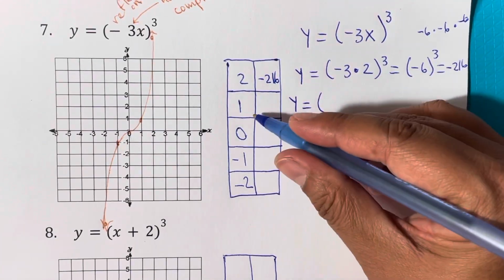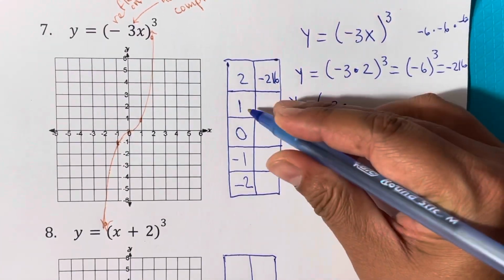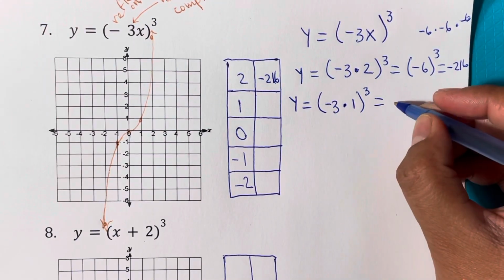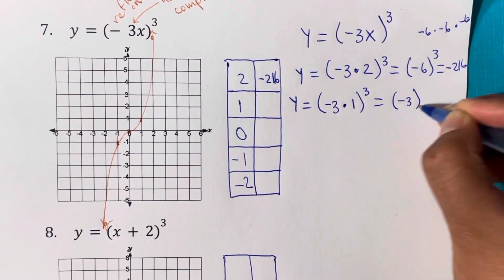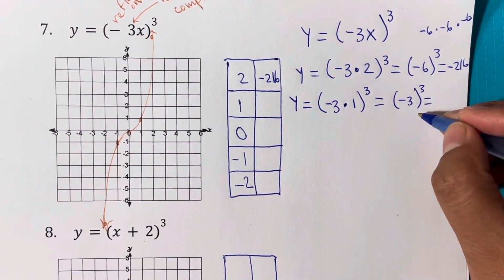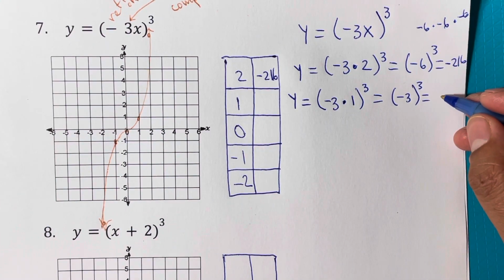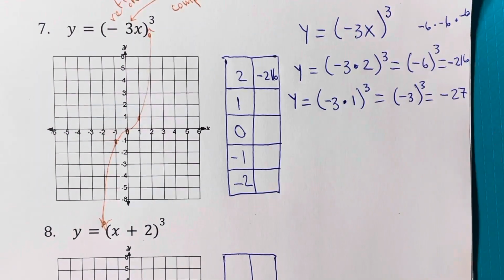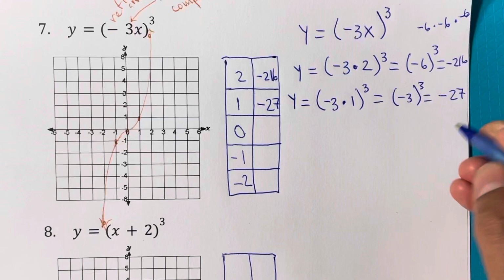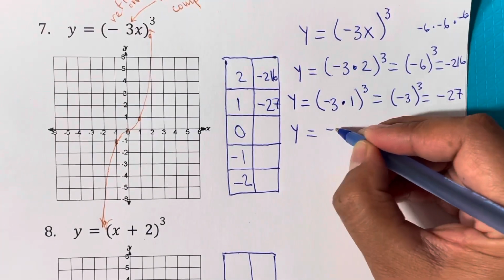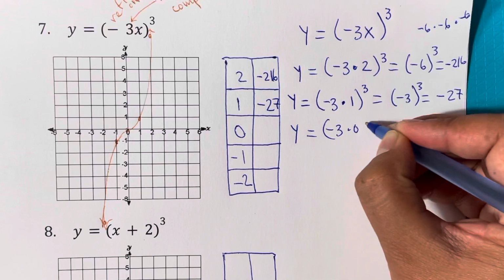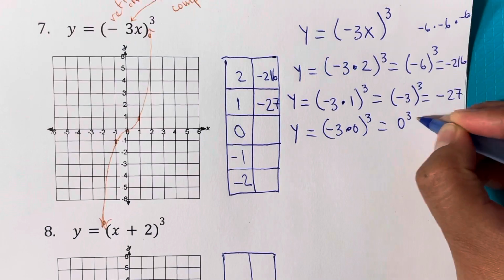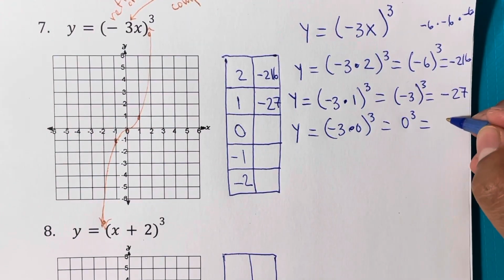So again, it's -3 times the value of X, which is 1, cubed. -3 times 1 is -3. Cube that. -3 times -3 is +9. +9 times -3 is -27. The next one, -3 times 0. -3 times 0 is just 0. Cubed is 0.